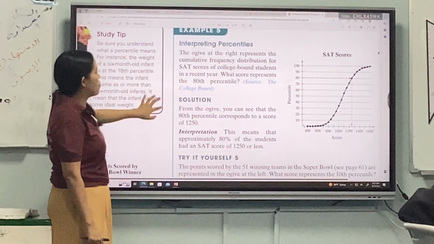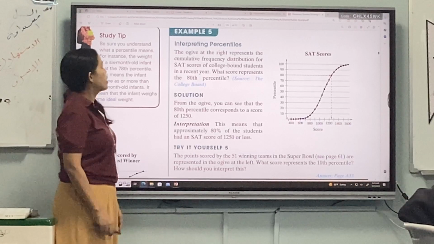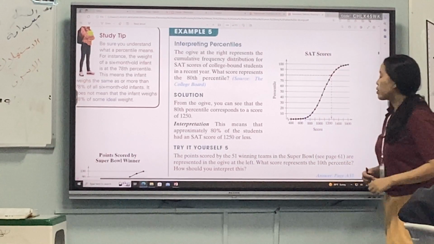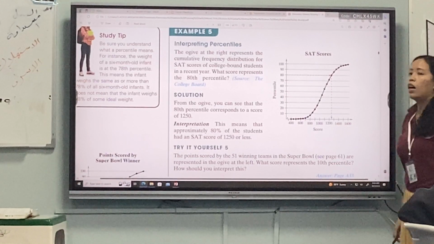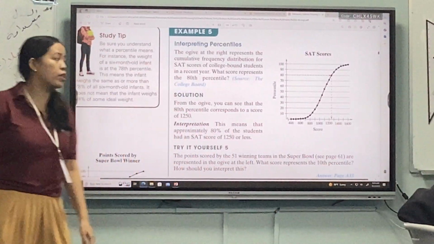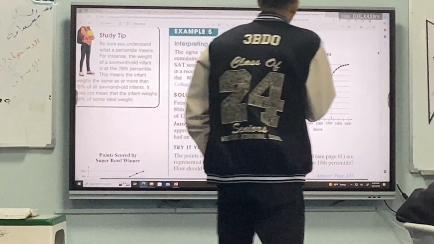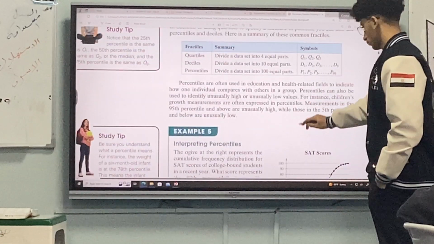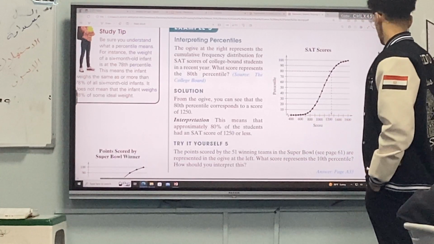Okay, interpreting the percentile. Look at the graph. Will you please read it also? What score represents the 80th percentile? Okay, on the board, tell me how will you solve that question. So it says here that you need to identify the 80th percentile. What is the y-axis? Okay, very good. So the y-axis is percentile. What is the x-axis?